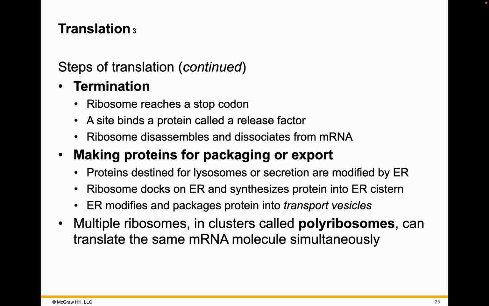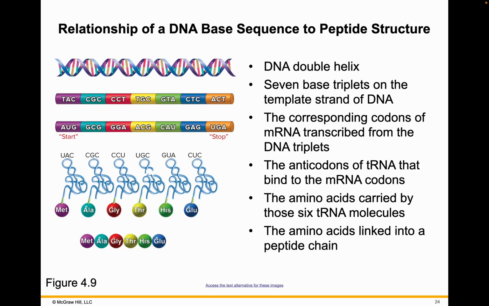Proteins that are destined for lysosomes or secretion are modified by the ER. The ribosome will dock with the ER and will actually synthesize that protein into the endoplasmic reticulum. Well, there it will be packaged, modified, and transported in transport vesicles. Multiple ribosomes in clusters called polyribosomes can translate the same messenger RNA molecule simultaneously.